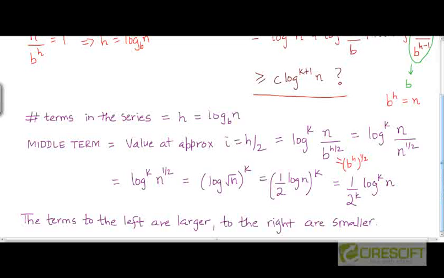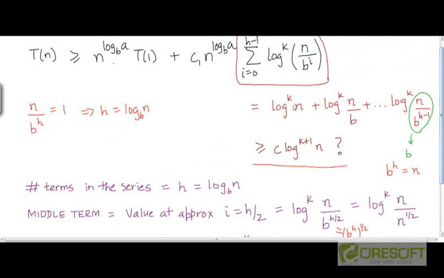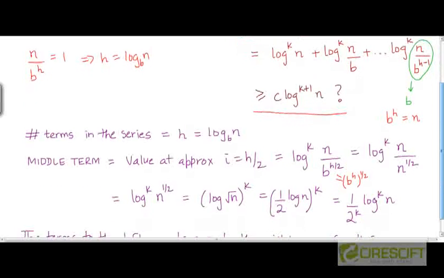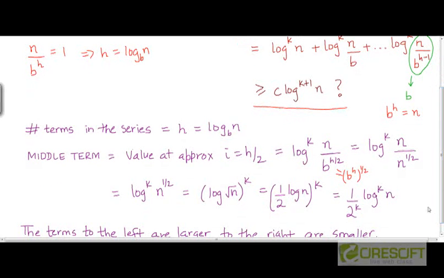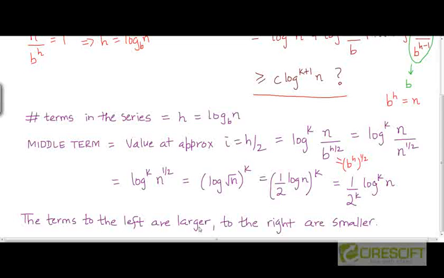The terms to the left of the middle term are larger than the middle term, and the terms to the right of the middle term are smaller than the middle term, because the arguments of the log function are decreasing down this series. They are decreasing from left to right. So everything to the left of the middle term has an argument which is larger than the middle term. So all the terms to the left are larger. And all the terms to the right of the middle term have smaller arguments than the middle term. And so they are smaller than the middle term.